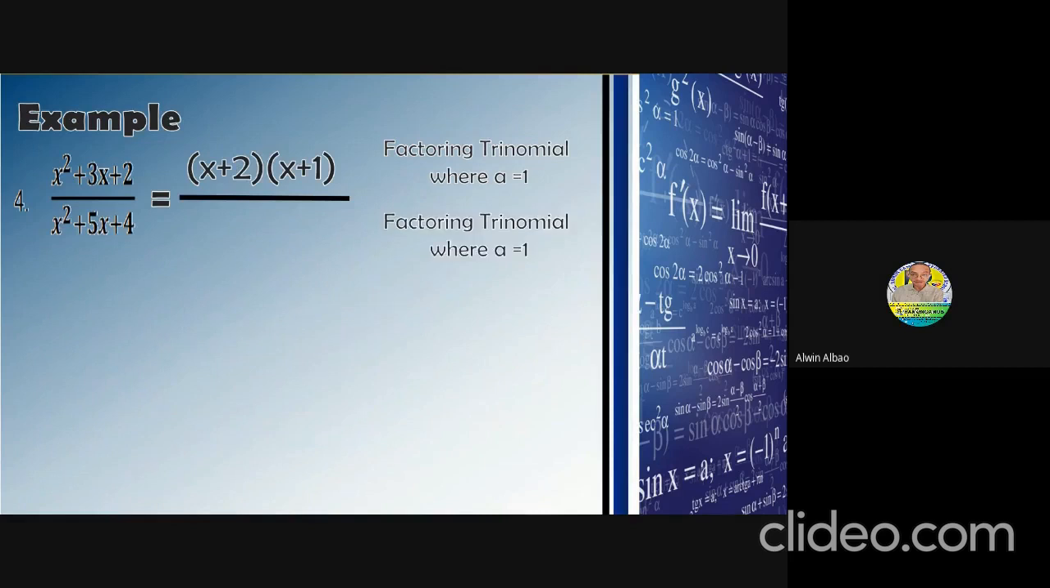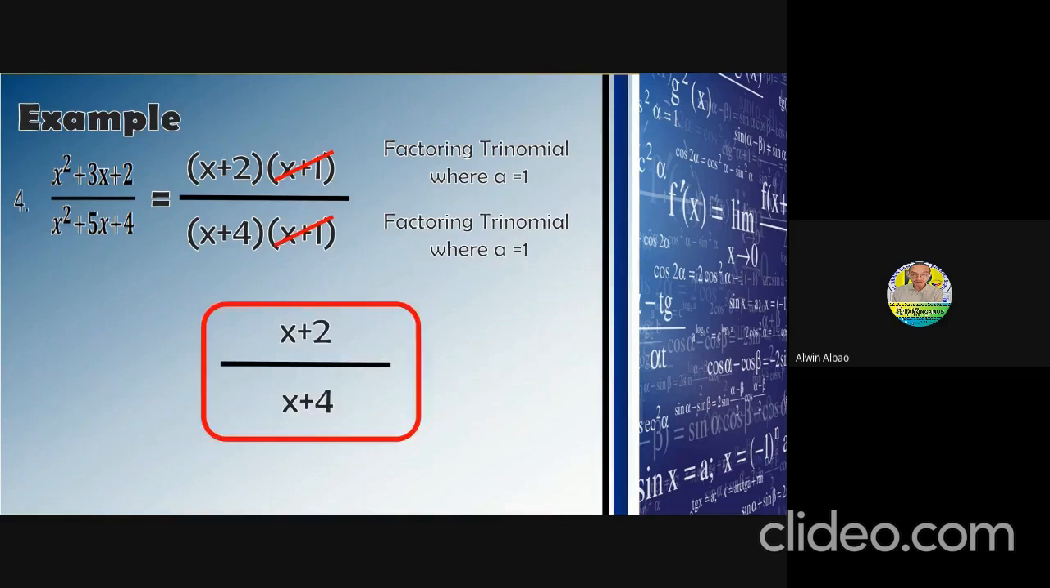so factoring of trinomial pa rin where a is equals to 1. So, ang last term natin is 4. So, ang factor ng 4 is 1 and 4, 2 and 2. Sa dalawang factor na yon, ang possible na pwedeng magamit is 1 and 4 kasi ang middle term natin is 5. 1 plus 4 is equals to 5. So, bali mangyayari is x plus 4 times x plus 1. Cancel natin yung x plus 1 and then the x plus 1 in the denominator. So, ang natira natin is x plus 2 over x plus 4. So, yan yung simplest form ng ating number 4. X plus 2 over x plus 4.